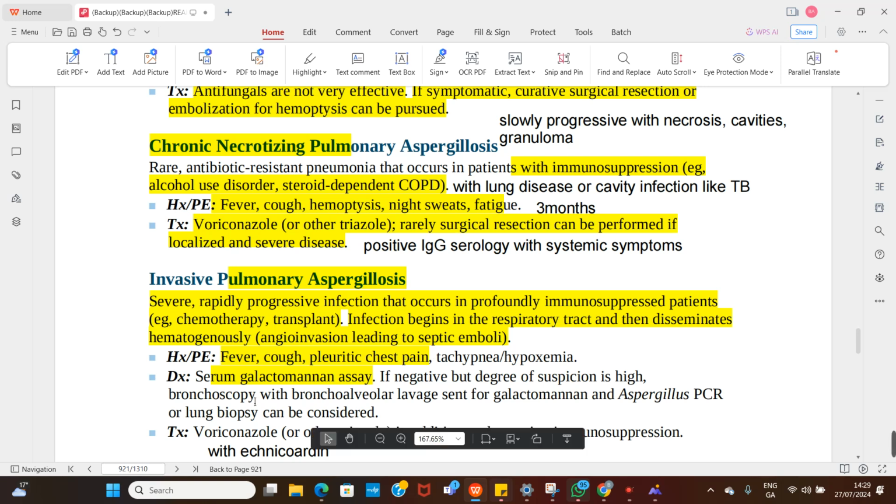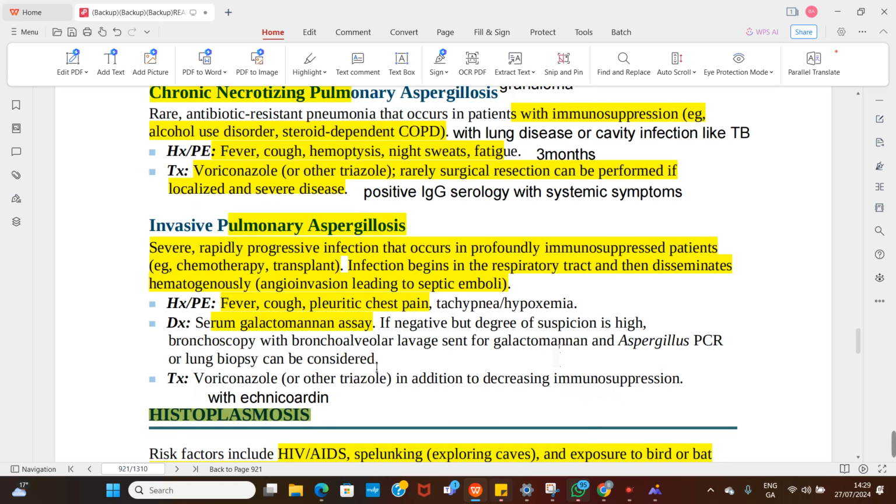If you do your serum galactomannan assay, it's going to be positive. If you do your serum beta-glucan assay, it is going to be positive. If you do your IgG serology too, it's going to be positive. But if you don't have all this and you are still thinking of invasive pulmonary aspergillosis, you can now do your bronchoalveolar lavage to culture whatever you have there. Or you do your biopsy and you're going to be seeing what on biopsy. Anybody knows what you are going to be seeing?